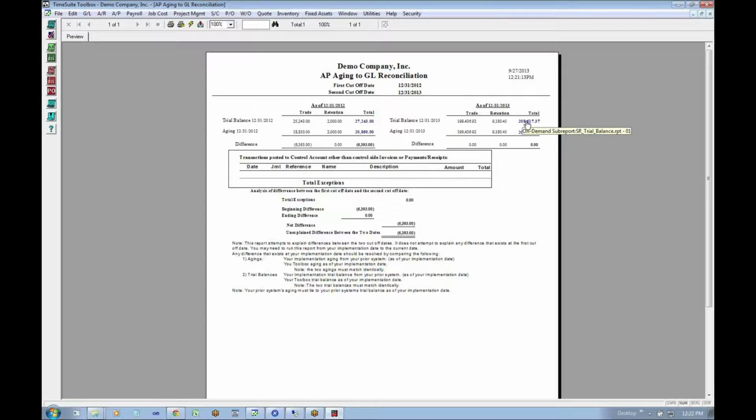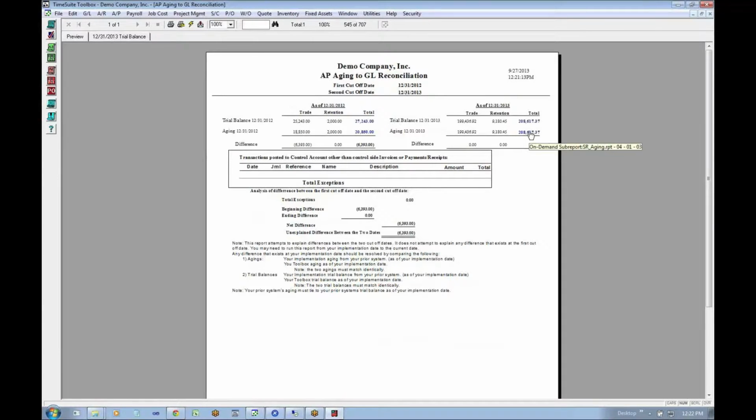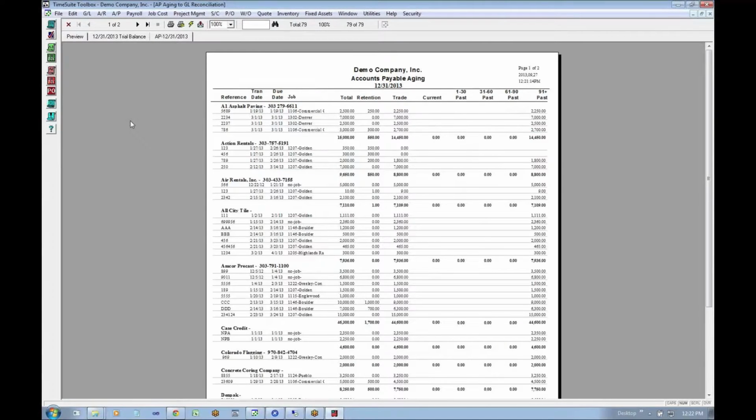So here we're looking for an aging and a trial balance that have a 0 difference. So here's a trade, retention, and their differences. And if you click on your numbers, it'll give on-demand sub-reports, the blue numbers for the trial balance in that case, and then the aging in this case.